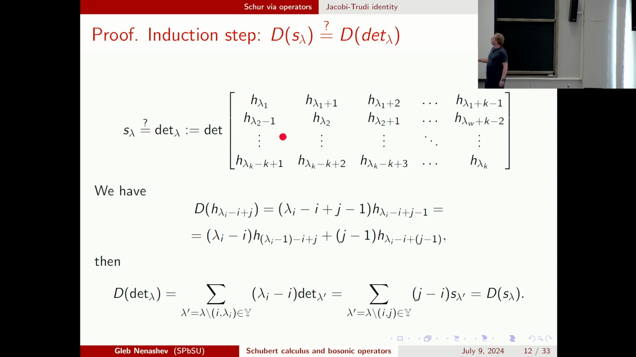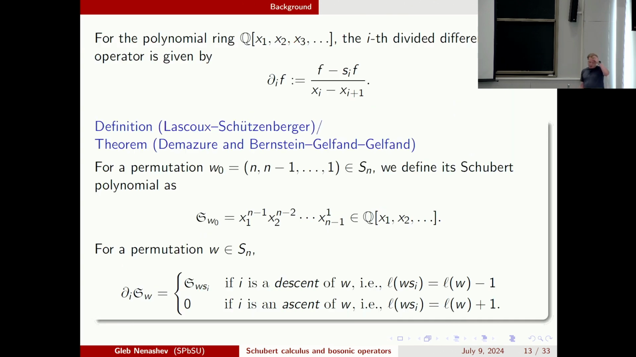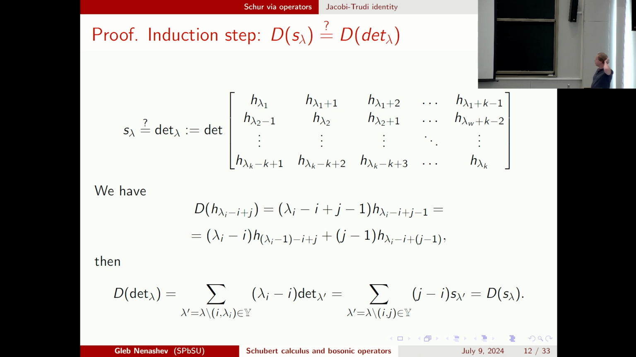And when we put minus 1 everywhere here, our coefficient is also 1 minus 1. It's 0. So it's the proof of the Jacobi-Trudi identity formula. Okay, there's more for the Schur case, but now let's speak about Schubert.